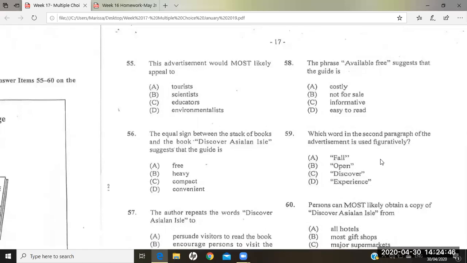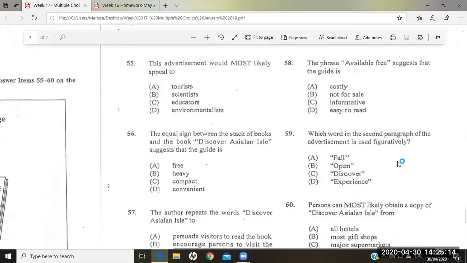58. Raphael will give me the answer for 58. It says the phrase available free suggests that the guide is what? If this says available free, it means that it is what? Very good. It means that it's not for sale. So you can't purchase it. You can't purchase this anywhere. It is not for sale.